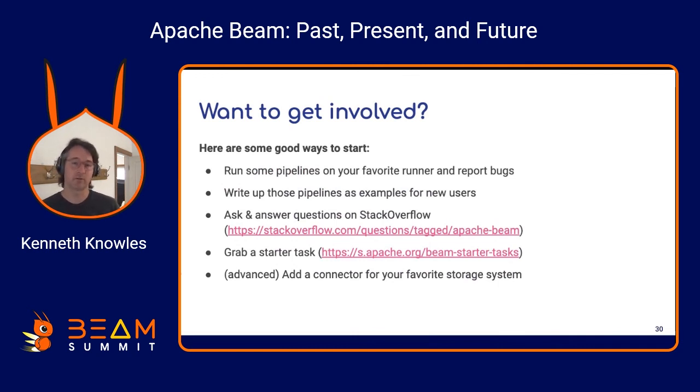And if you get something to work, write it up as an example. If you write a pipeline and it works or doesn't work, you can contribute that fact to Beam, and that's huge. You can ask questions on Stack Overflow if you don't know how to do something. You can also ask on the user list. If you're ready to code, you can find starter tasks. We set aside quite a few that don't require a ton of context to do.